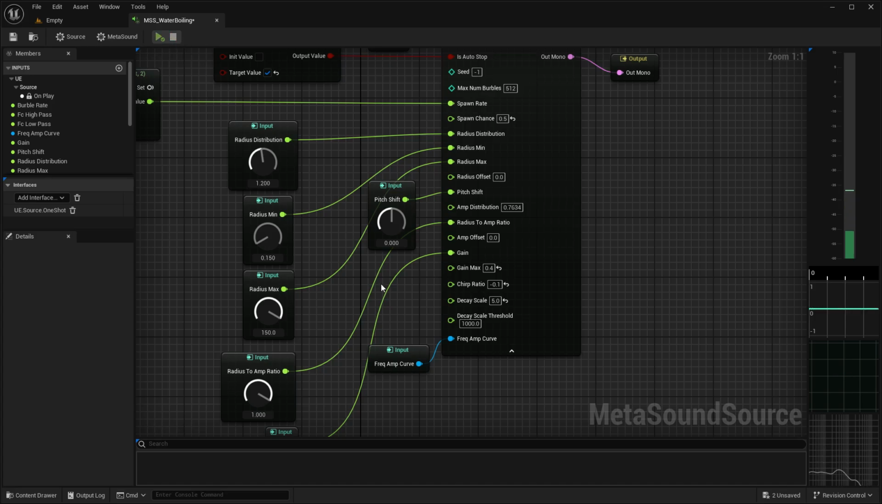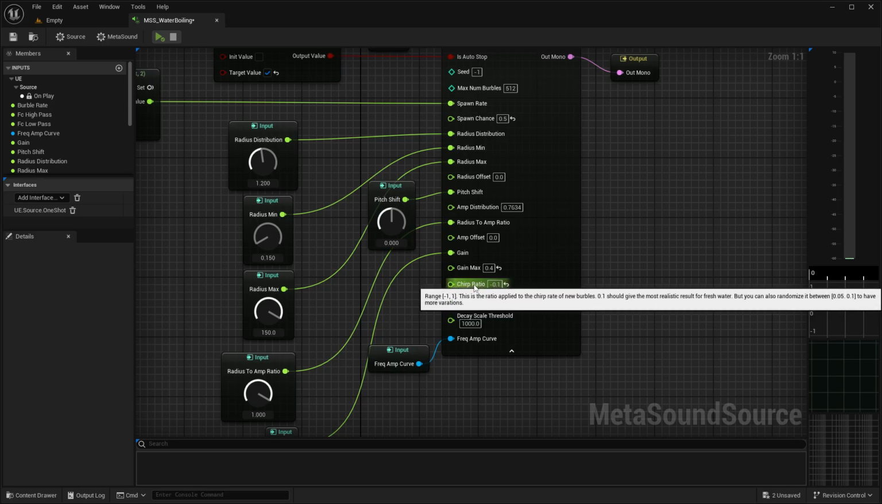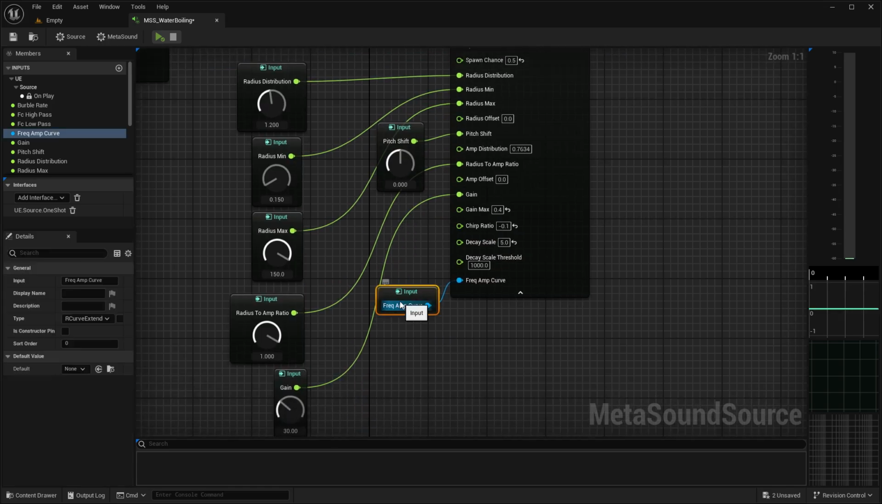It all depends on whether the lid is closed or not. The chirp ratio is set to 0.1 to make the frequency of a bubble reduce over time. This curve here is actually empty. We just expose it in case you want to fine-tune the result.